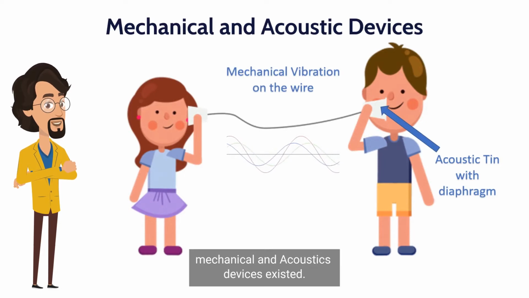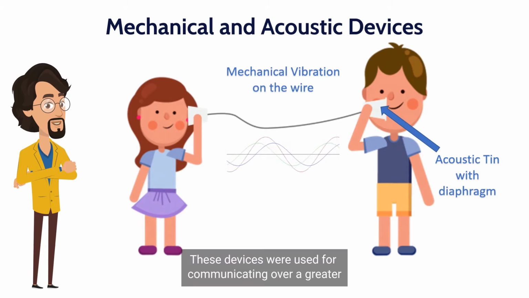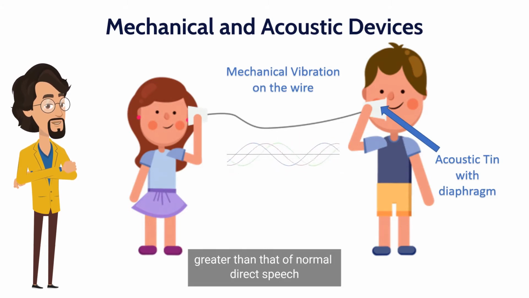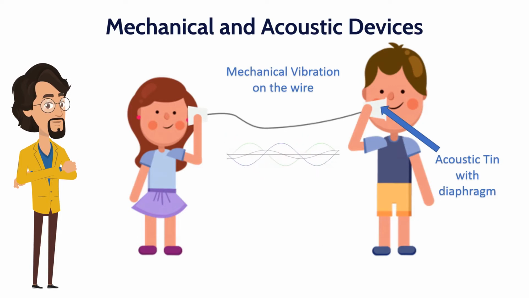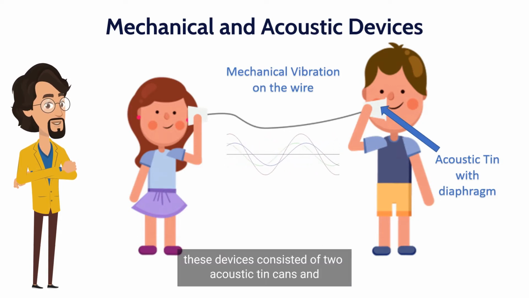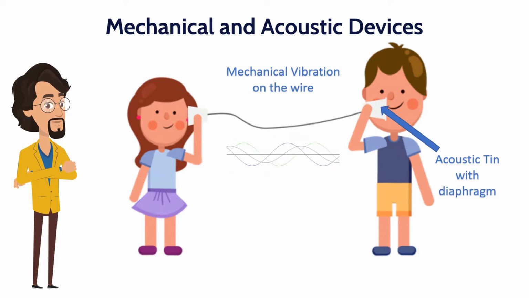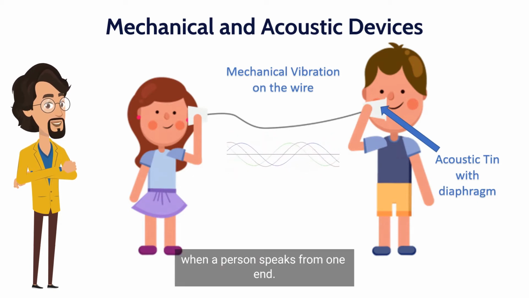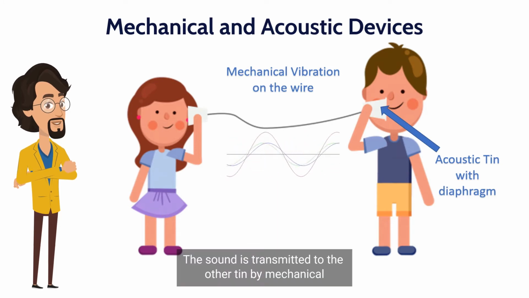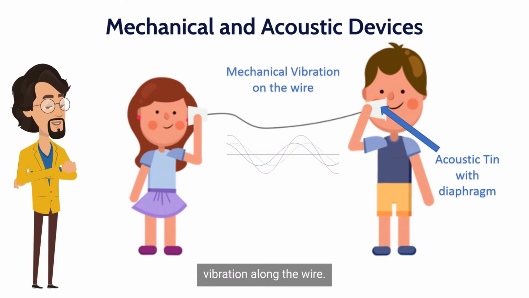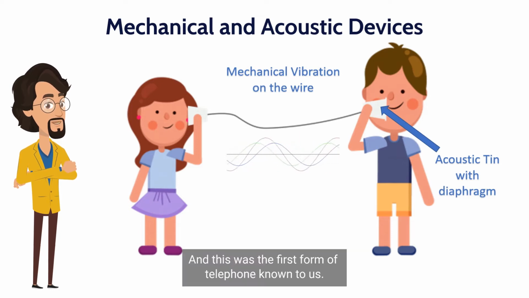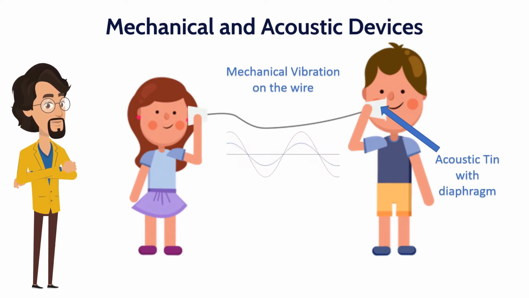Mechanical and acoustic devices existed well before Graham Bell's telephone. These devices were used for communicating over greater distances, greater than that of normal direct speech. They consisted of two acoustic tin cans and a wire that connects their diaphragms. When a person speaks from one end, the sound is transmitted to the other tin by mechanical vibration along the wire. This is how it worked, and this was the first form of telephone known to us.